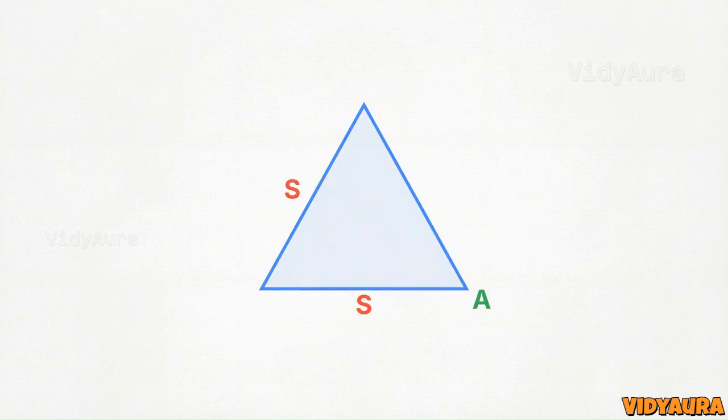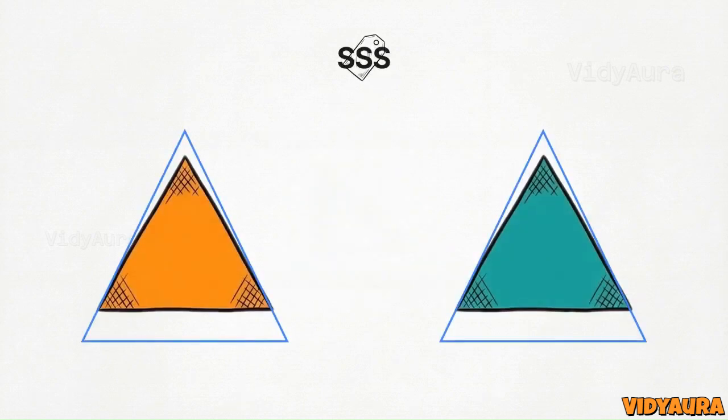Our first pattern is SSS, or side, side, side. If all 3 corresponding sides match, the triangles are congruent. Next is SAS, or side, angle, side. Here, we verify 2 sides and the specific angle positioned between them. The third option is ASA, angle, side, angle. We look for 2 matching angles and the side connecting them.